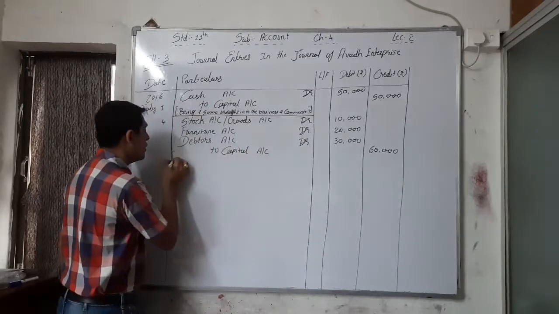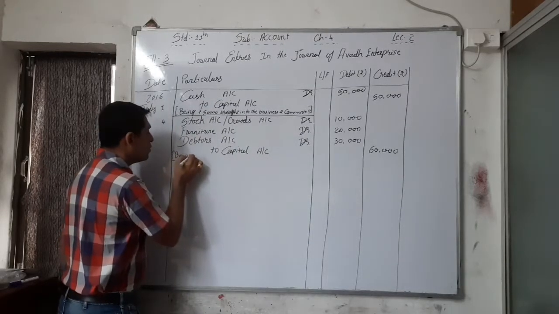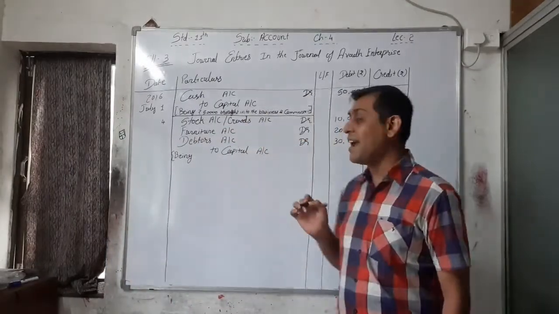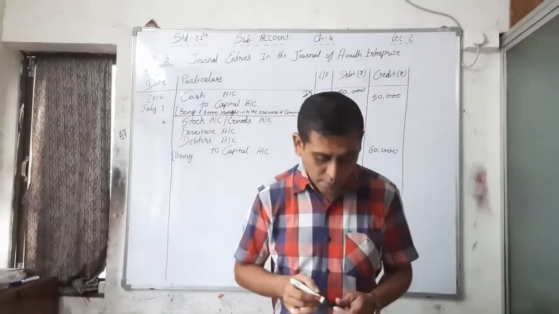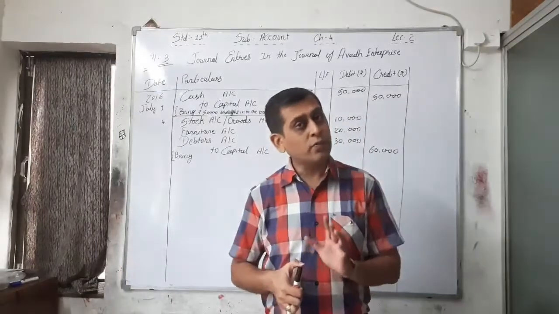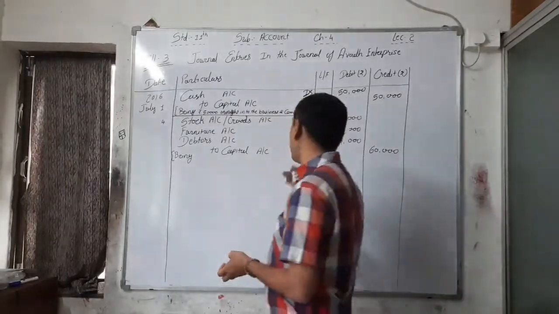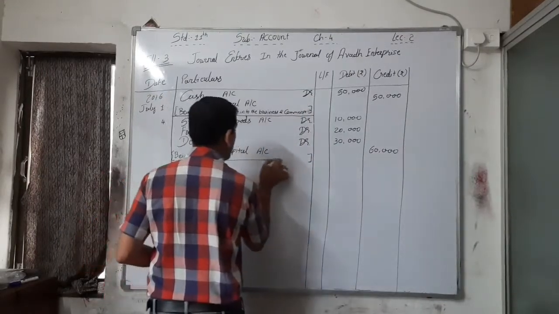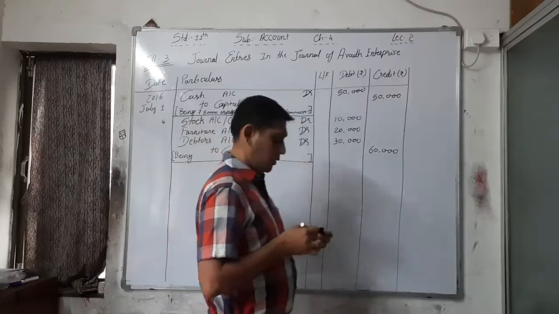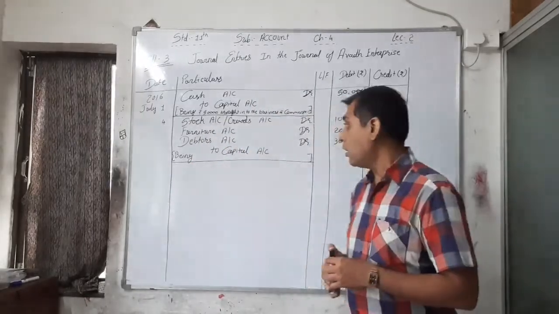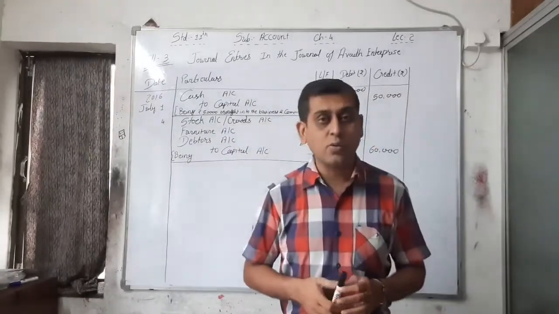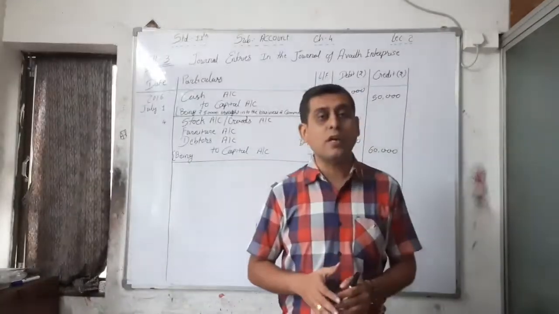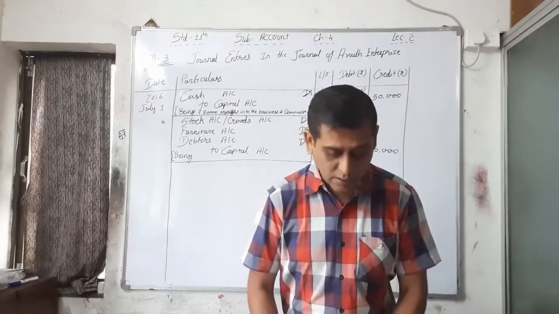And you have to write narration. That is, being goods of rupees 10,000, furniture of rupees 20,000 and debtors of rupees 30,000 brought into the business. Nothing else. This is your narration. Please write down these. Being stock or goods of rupees 10,000, furniture of 20,000 and the debtors of 30,000 brought into the business. Nothing else. Okay.